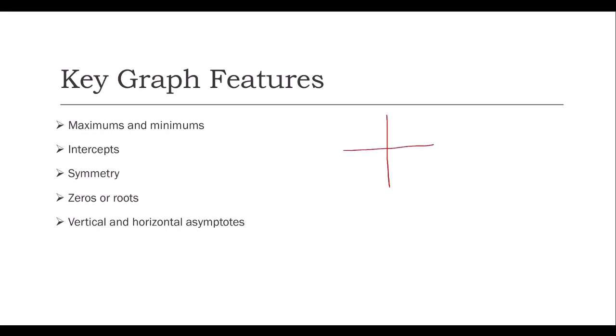So a minimum or maximum would be something in a graph like this. These would be local maximums. Your overall maximum is going to be positive infinity. And then these are local minimums, and your overall minimum would be negative infinity, because these graphs will go on forever.